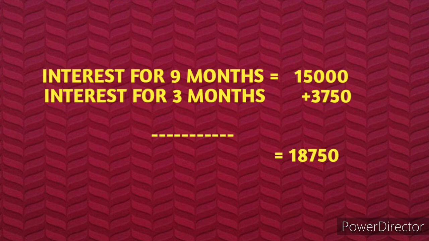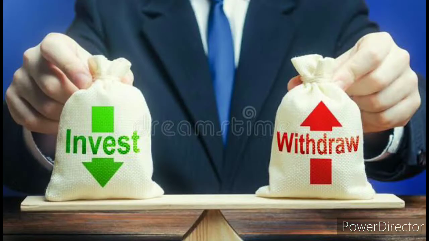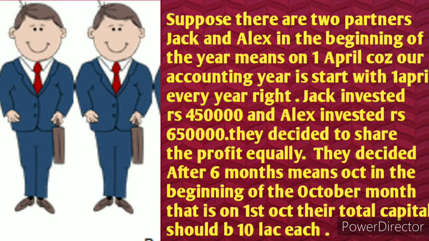So in this way the interest on capital is calculated, because something is added to the capital and something is subtracted from the capital. Now let's talk about another case which is very important in interest on capital. Suppose there are two partners, Jack and Alex. In the beginning of the year, on 1st April, because our accounting year starts on 1st April every year, right? Jack invested rupees 4,50,000 and Alex invested rupees 6,50,000.